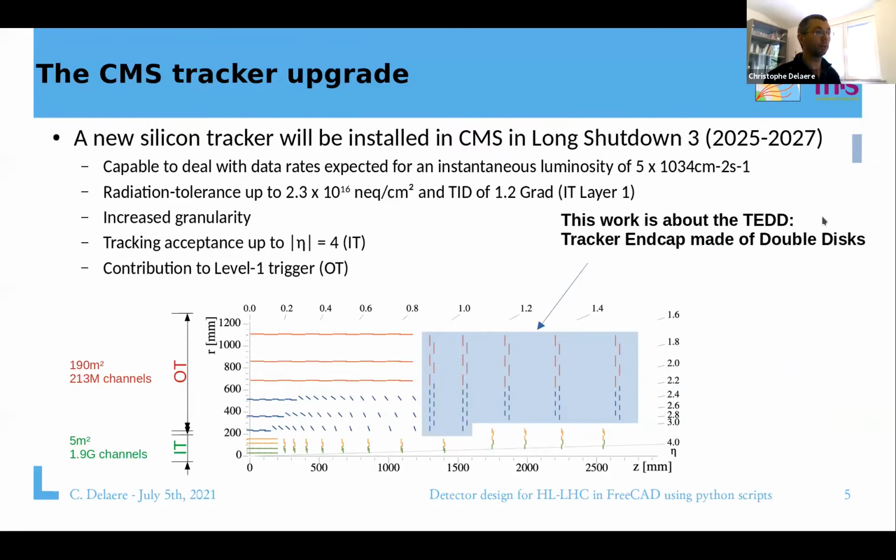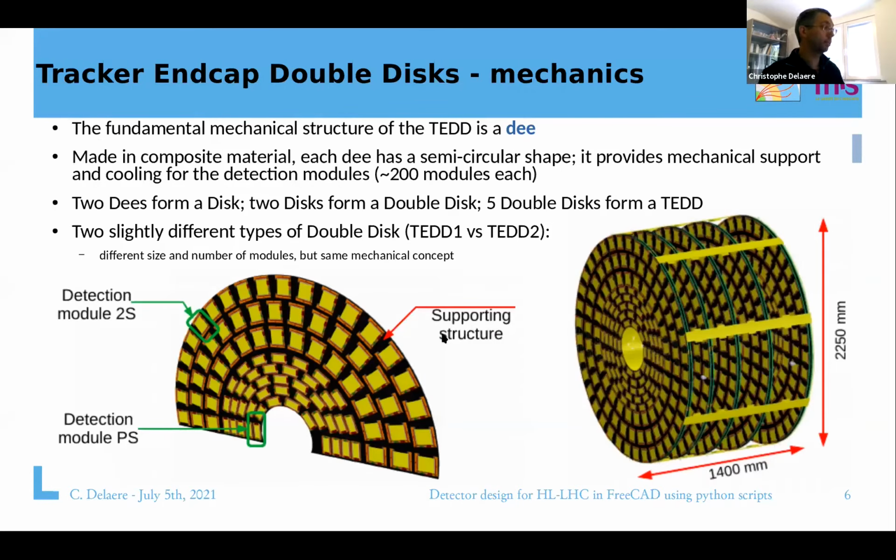it's all about the TED, the tracker Endcap made of double discs, that is that part of the detector. So the fundamental mechanical structure for the TED is what we call a D, and you see a picture here. So it's made of composite material. Each D has a semicircular shape, and it provides the mechanical support and cooling for the detection modules that are put on it. And you see there the 2S and the PS modules.